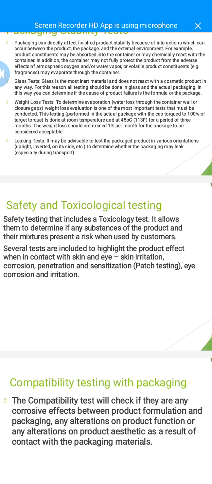Then safety and toxicological testing. Safety testing includes a toxicology test. It allows them to determine if any substance of the product and the mixture presents a risk when used by a customer. Several tests are included to highlight the product effect when in contact with the skin and the environment: eye and skin irritation, corrosion, penetration, and sensitization, eye corrosion and irritation.